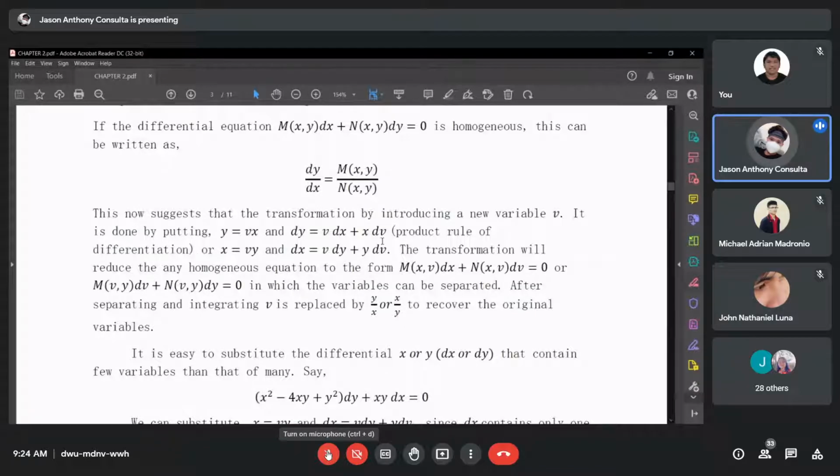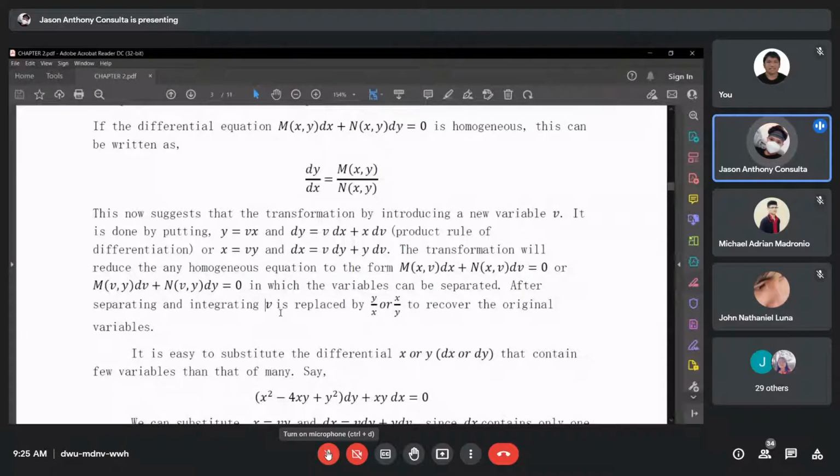Take note, hindi ito pagsasabay-sabay sa isang equation. Or x is equal to vy: sa lahat ng x, substitute natin vy, and sa lahat ng dx, substitute natin v dy plus y dv. The transformation will reduce any homogeneous equation to the form, ganito na siya, xv and nxv dv equal to 0. Or, sa y terms naman, ganito, in which the variables can be separated. Pag ganito na class, pwede na tayo mag-variable separable. After separating, the same, integrate.